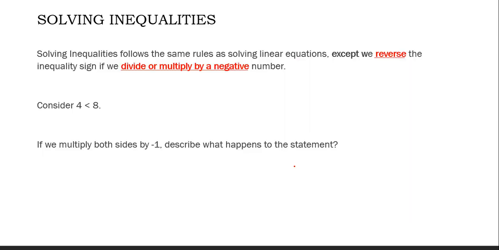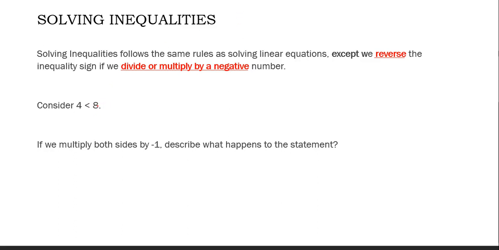All right, let's get into some solving so we can understand how this works. Solving inequalities follows the same rule as solving linear equations. The only difference is when you are dividing or multiplying by a negative, you have to reverse the inequality sign. That's the only caveat that you have to remember when multiplying or dividing by a negative number.